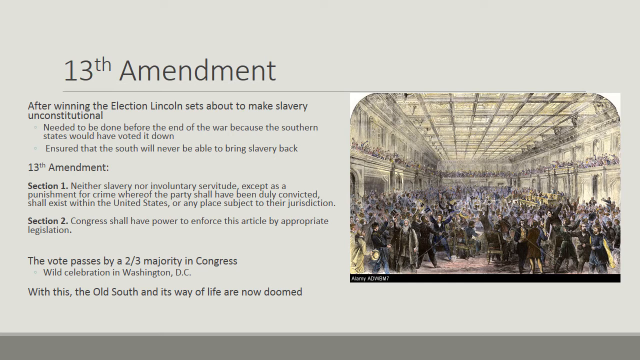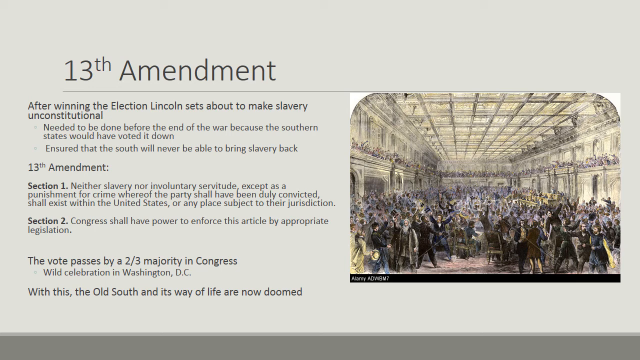The 13th Amendment would eliminate slavery and make it unconstitutional for anybody in the United States to own slaves. It said that neither slavery nor involuntary servitude, except for people who are in prison, would be allowed to exist in the United States, and that Congress would have whatever power necessary to enforce the end of slavery throughout the United States.